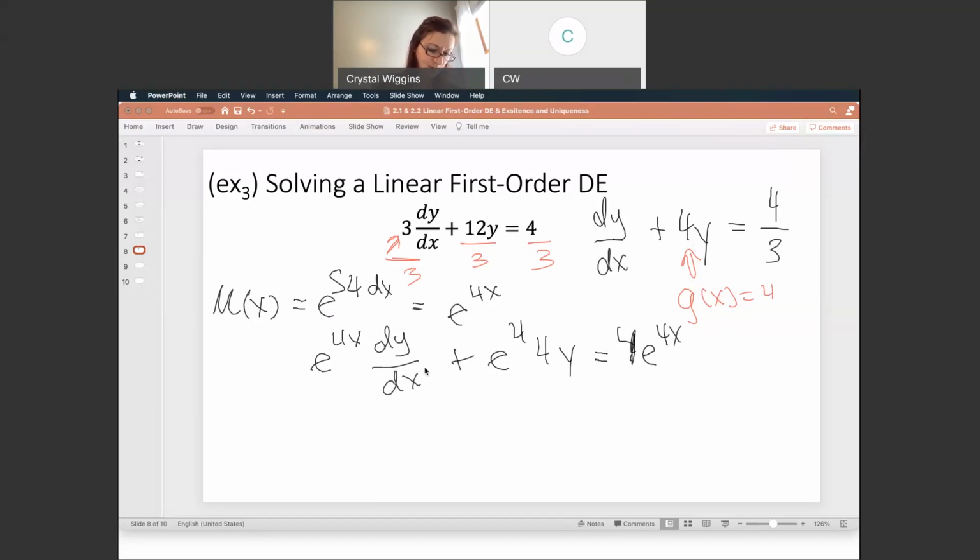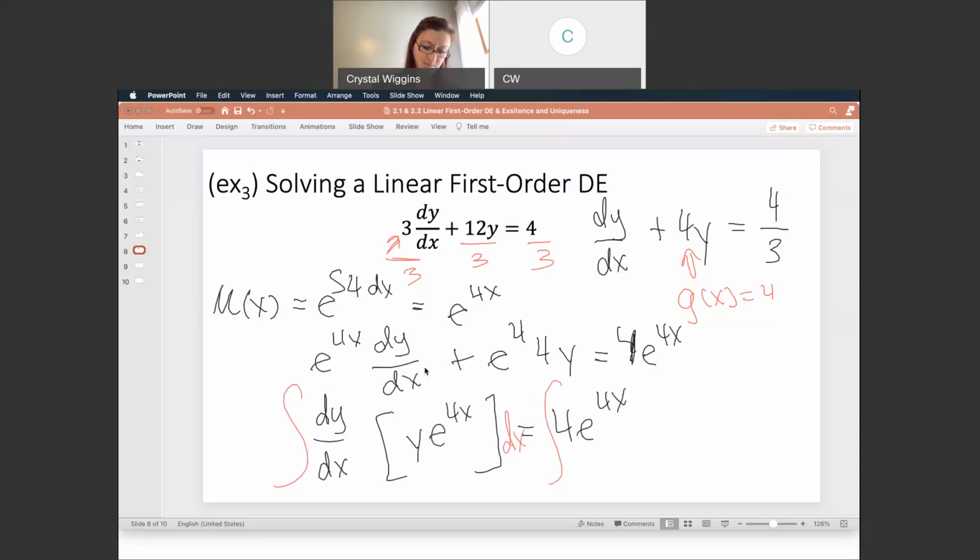Again, I can see that the derivative of the first and the second function, this is the product rule. And I am just going to rewrite the product rule with, hey, if I take the derivative of the product of y and e to the 4x, I would get what the step was, the line above on the left side of the equal sign. And this is all equal to 4e to the 4x. Now that I have it in this form, I'm going to integrate both sides respectively. I need more room, so I am going to clear the screen and start at the top of the slide.